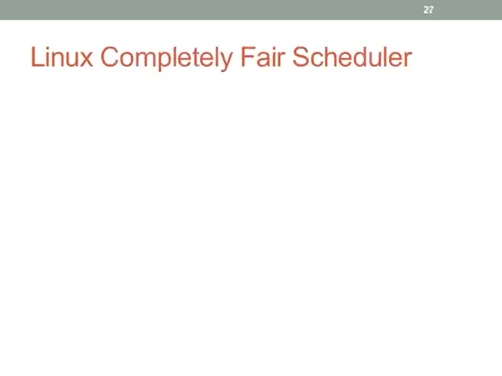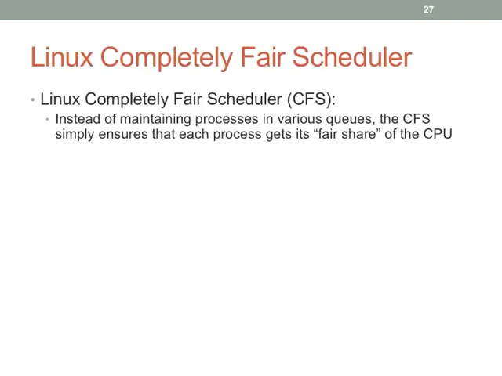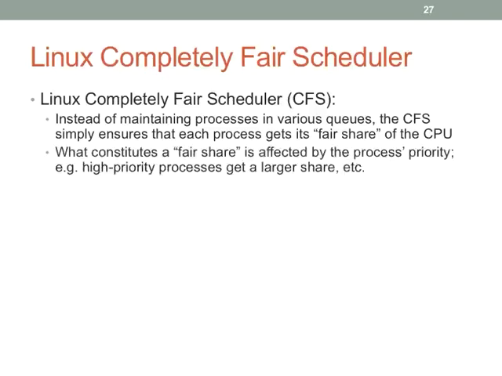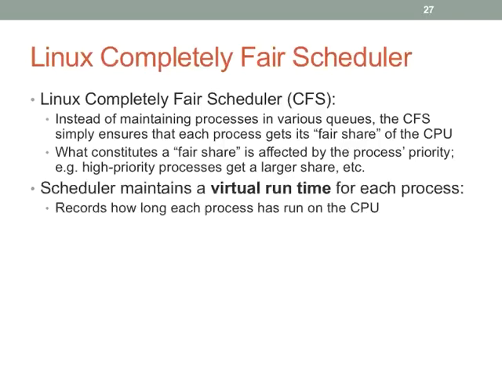And I think it may actually still be used. I'd have to look that up. But the completely fair scheduler has a very different approach to how processes are scheduled. Okay? And you'll see this notion of a fair share described a lot when you read about the completely fair scheduler. Basically, that's dependent on the process's priority. So if I have a high priority process, it should get a larger share of the processor. If I have a lower priority process, it should get a smaller share of the CPU.